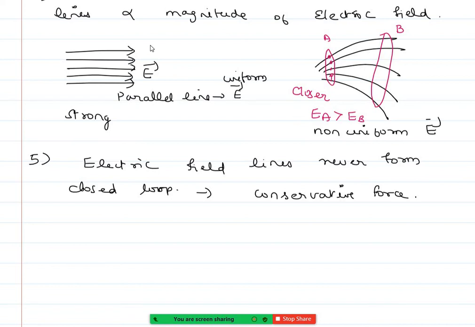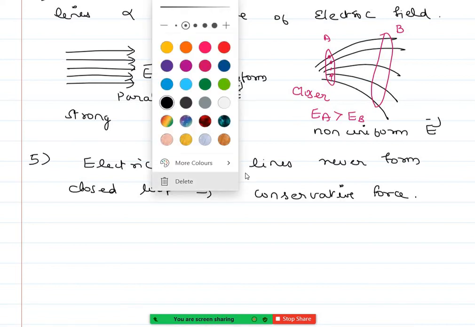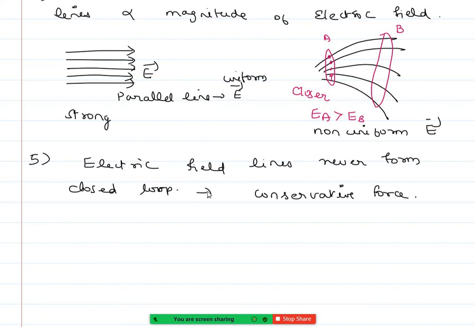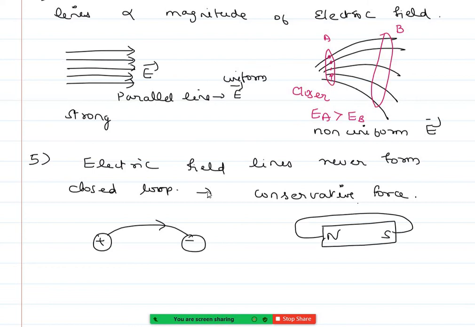The work done in a closed path is 0, okay? So it never forms a closed loop, because it starts at positive and ends at negative. Again, from the negative to positive is not possible. Clear? But in a magnet, what happens? Outside the magnet, it starts from the north pole and ends at the south pole. But inside the magnet, it goes from south to north, right? So these are magnetic field lines. They form closed loops. But the electric field lines don't form closed loops because of the conservative nature. Is it clear?